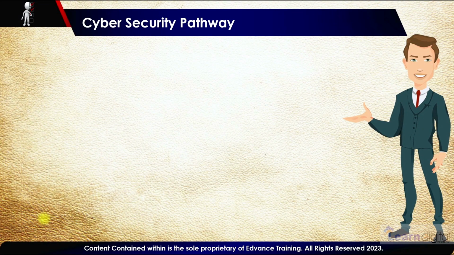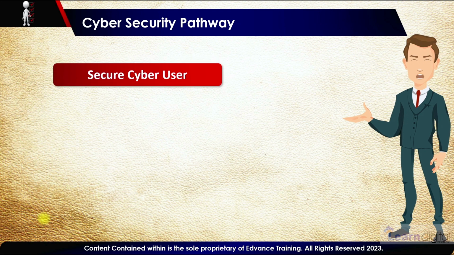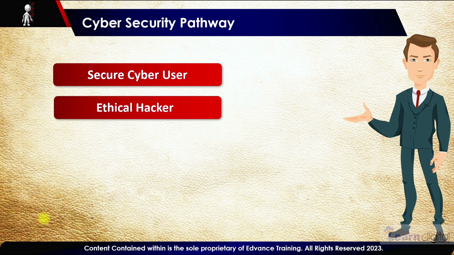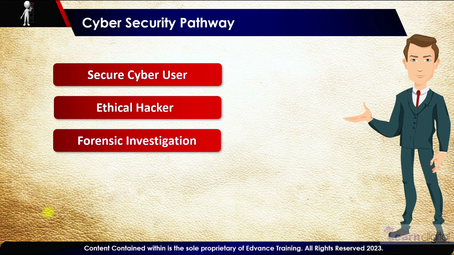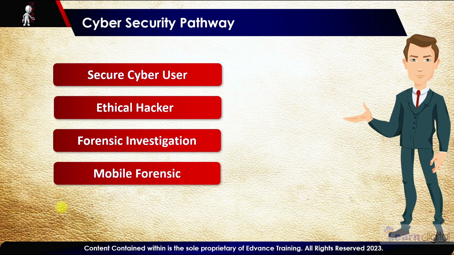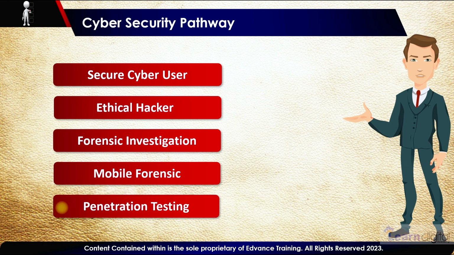So, is there any pathway to be the best cyber professional? Yes, there is a pathway which you can follow. First of all, you need to be a secure computer user. Then you can be an ethical hacker with the help of knowledge like Linux, networking, and some basic programming. Then you can also go into forensic investigation in computers or mobile, and also penetration testing, cyber incident handler, cybersecurity professional, cyber analyst, or network security. There are a lot of categories in which you can build your own career.